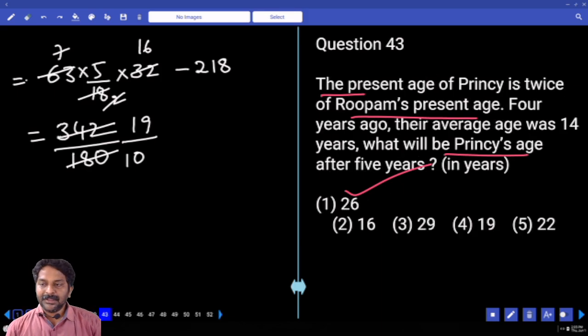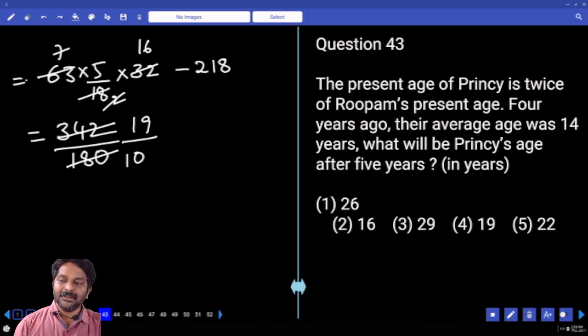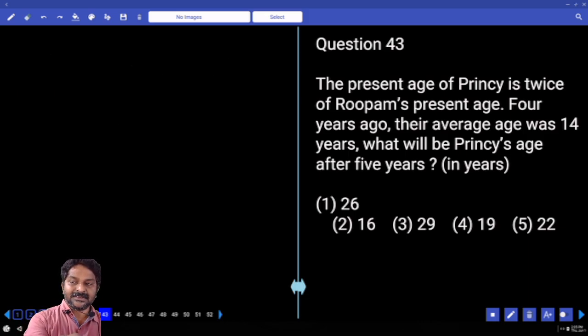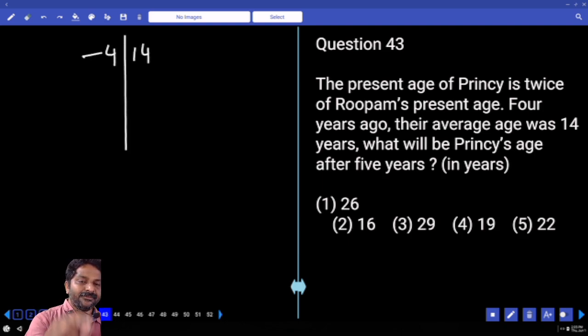Next, the percentage of Princi is twice the Rupam's percentage. 4 years ago, their average age was 14 years. What will be Princi's age after 5 years? So 4 years back, the average was mentioned as 14. Then the present average must be 18, correct? Then the sum must be 36.